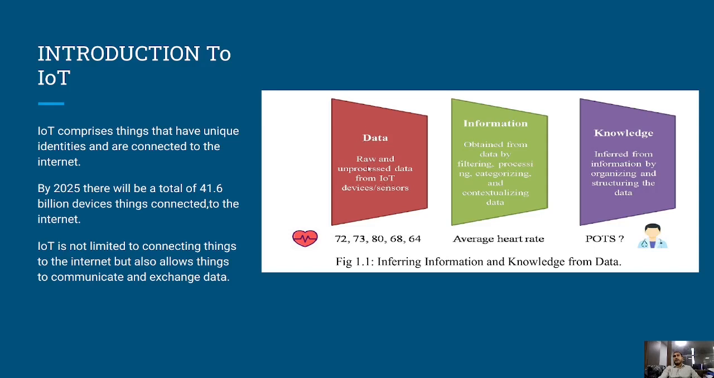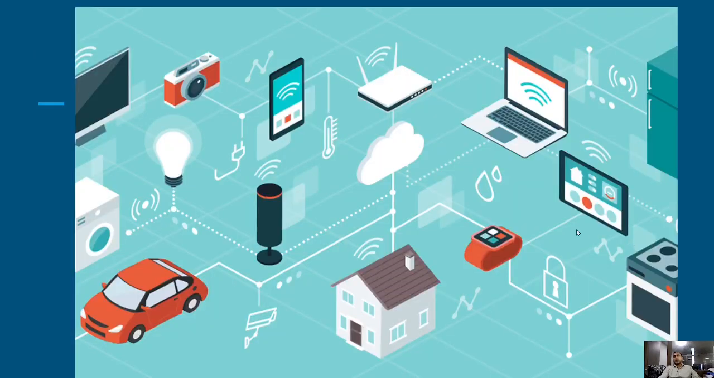As we can see here, there is raw or unprocessed data from the IoT devices or sensors, from which we will be deriving some meaningful information by filtering, processing, categorizing, and sometimes contextualizing the data. Once the data has been gathered and the information has been extracted, then we can run some algorithms to infer some information or some understanding from the data. That is what knowledge means, inferred from information by organizing and structuring the data.